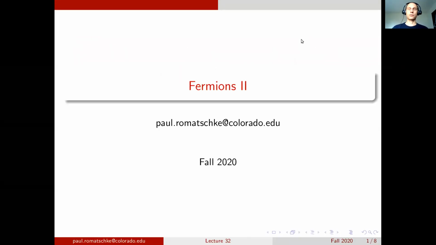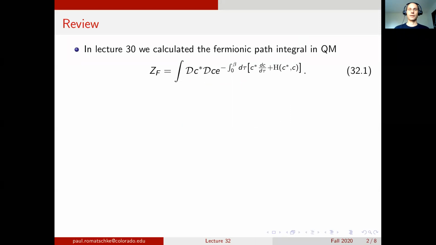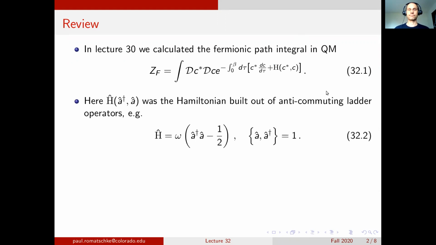Welcome to lecture 32, in which I continue my discussion of the quantum field theory setup for fermions. Recall that in lecture 30, we calculated the quantum mechanical partition function as a fermionic path integral over the Grassmann fields C star and C of this object here, which involved the Hamiltonian. The Hamiltonian function that we had here was the expectation value of the Hamiltonian operator that was built out of the ladder operators A dag and A.